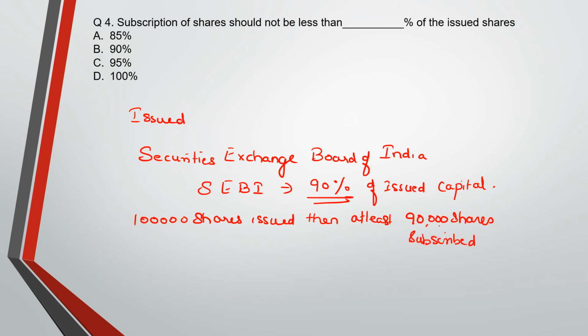Even if one share is less, like 89,999 shares have been subscribed, then this criterion of 90% is not fulfilled, and the entire amount collected in the entire process will have to be refunded and the issue has to be cancelled. That is the regulation about minimum subscription which has been specified. So the correct option here is B, 90%.